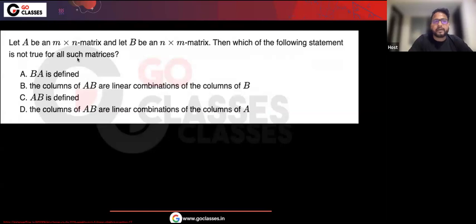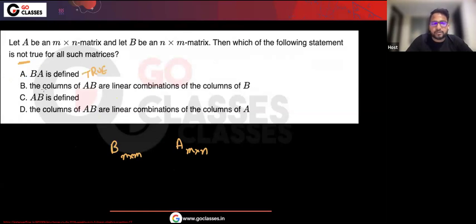So in this question, they are saying, let A be a matrix which is M cross N and B be a matrix which is N cross M. Which of the following statements is not true for all such matrices? Is BA defined? If you have B which is N cross M and A which is M cross N, it is defined? Yes. Because M and N are common. So BA is defined, right? So that's true. But they are asking not true.